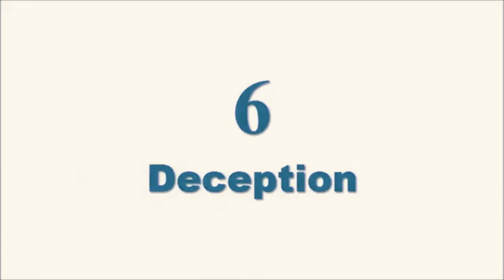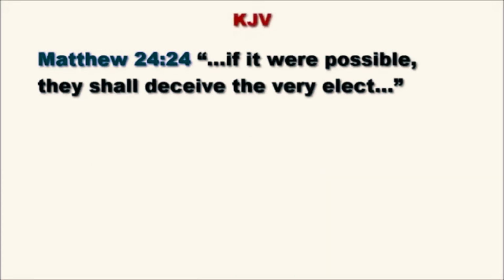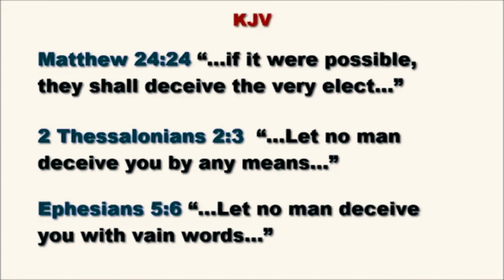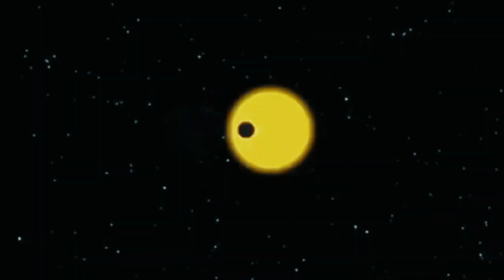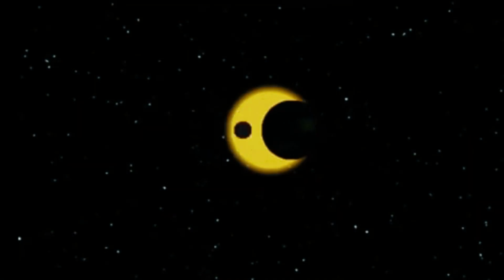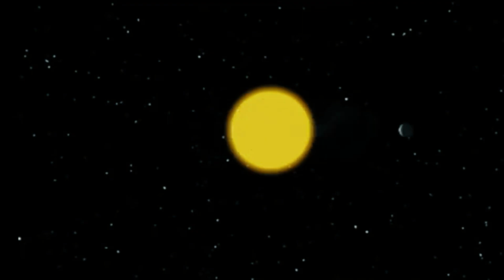Number 6, deception. Matthew 24 verse 24, "If it were possible, they shall deceive the very elect." 2 Thessalonians 2 verse 3, "Let no man deceive you by any means." Ephesians 5 verse 6, "Let no man deceive you with vain words." So, if you are deceived about the ball-shaped earth, thinking a sphere is the truth, then you've got no chance of ever being able to understand the Bible, yourself barred from all knowledge.